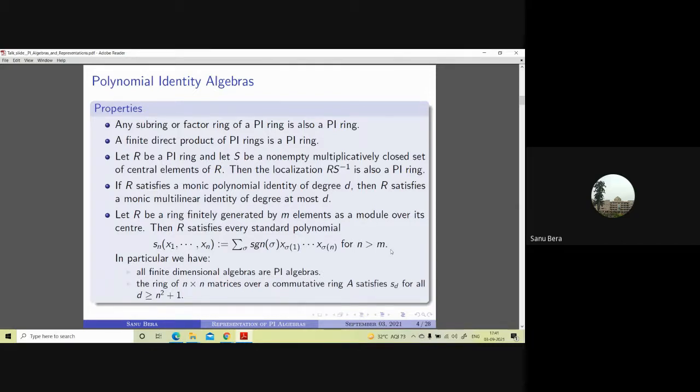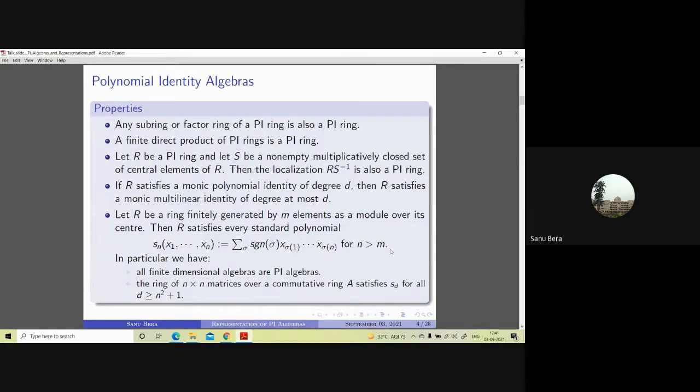Next, we will introduce another class of rings which appears in the literature many times, and which provides an example of a polynomial identity ring. A ring which is finitely generated as a module over its center is a polynomial identity ring. If it is generated by m elements over its center, then R satisfies the standard polynomial identity Sn for all n greater than m. This standard polynomial identity is defined here.